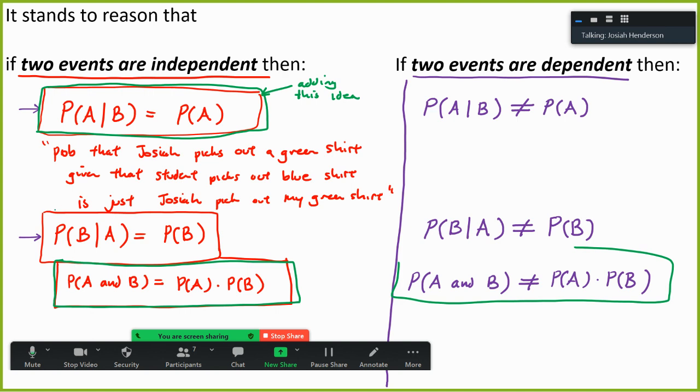And then from that, it follows that we could flip it and say it in reverse. That's the next formula. Probability of B given A has occurred is just the probability of B. The ones in purple for dependent events follow from the ones I just boxed in green. So if two events are not independent, that means they're dependent. And that means this has to be true, that the probability of A given B is not the probability of A.